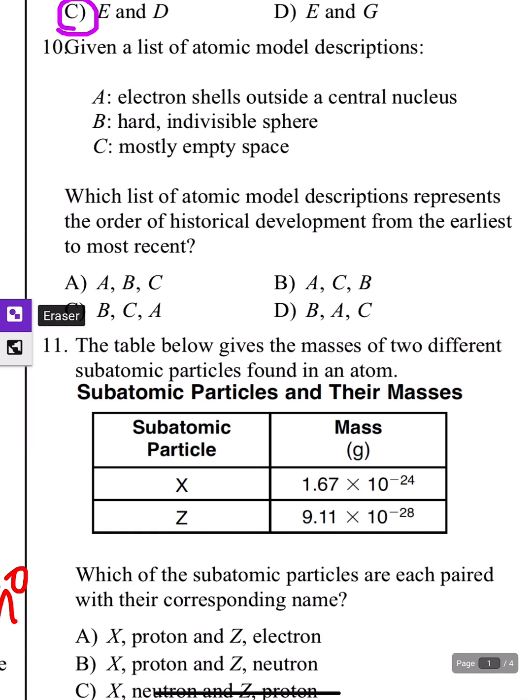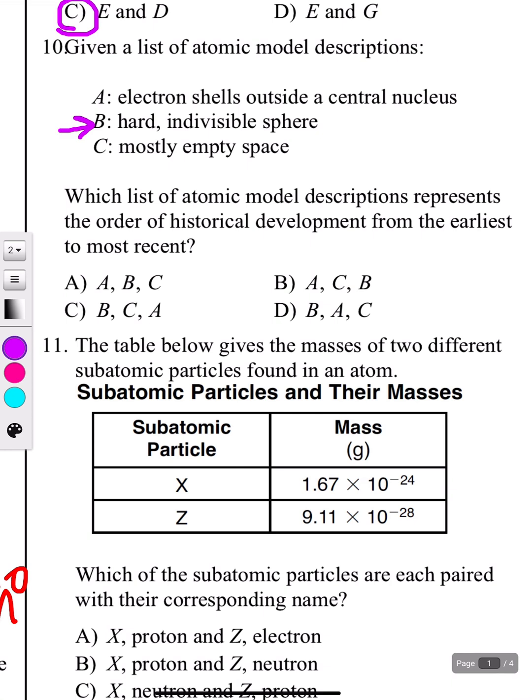10. This one is asking you from earliest to most recent about the atomic model. How did it play out? So what I'm going to suggest is go from the simplest to more complex. So the most simplest description to the most complex description. Here, the simplest description would be this one, B. Hard indivisible sphere.